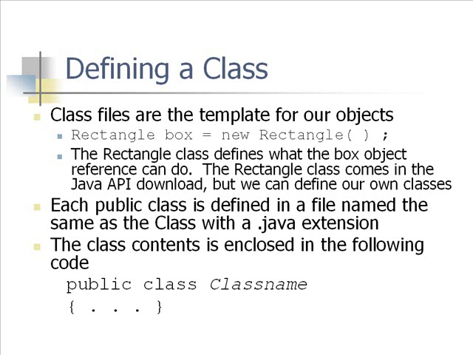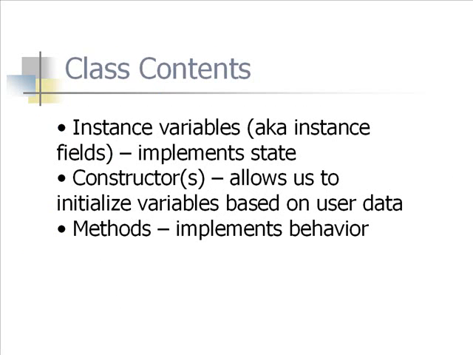The class contents, what we're going to put in that file, is enclosed in the following: public class, and then you put whatever class name you're going to create, a begin curly brace, then the contents, then our closing curly brace. What goes into our class file? This is our Student.java or Rectangle.java or whatever class we're going to implement.